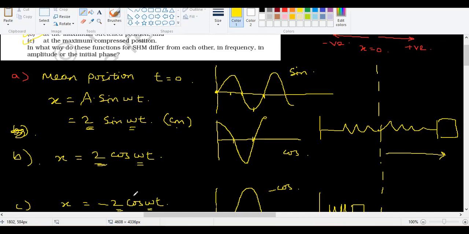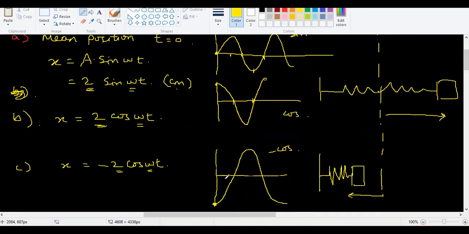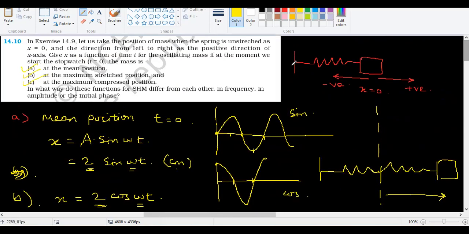What is changing is only the starting point. So the starting point means here the initial phase is 0. Here the initial phase is 90 degree. Here the initial phase is minus 90 degree, something like that. It's supposed to start from here, so this is minus 90. This is plus 90. So the initial phase alone is changing. Okay, so take it down. Frequency and amplitude are same. The initial phase alone changes.